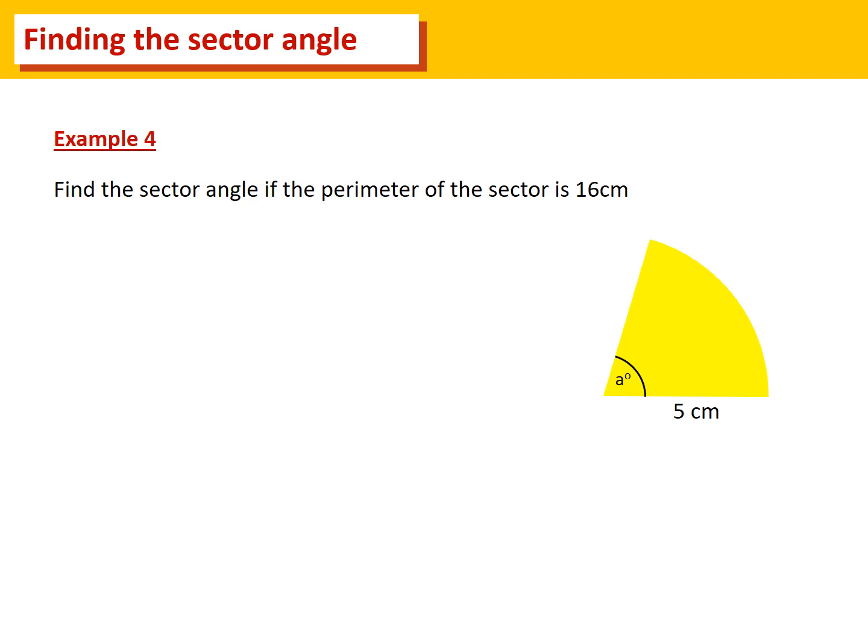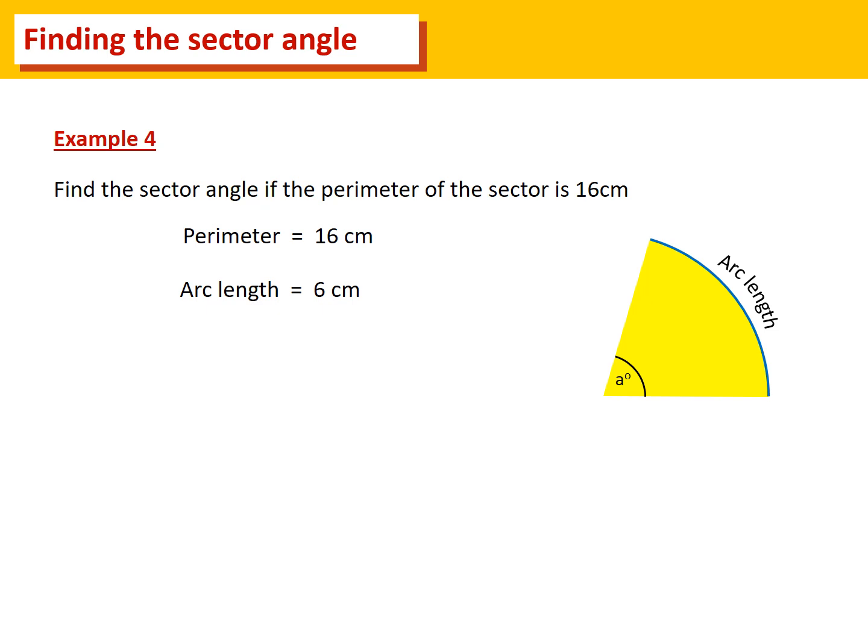And lastly, our final example, just be careful, once again, we're given the perimeter, not the arc length. So the arc length plus two radii equals that perimeter, which is 16. Now, if we take one of the radii off and then take the second radius off, we've just reduced the distance around that sector by 10 centimetres. So that must mean the arc length is 6 centimetres.